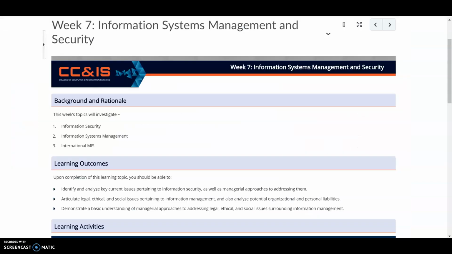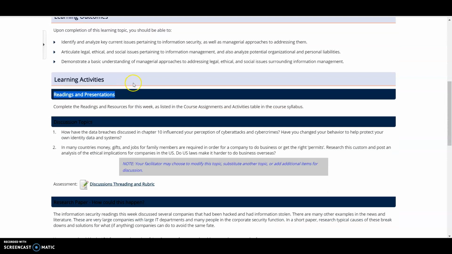Background and rationale for Week 7. This week's topics will investigate information systems, again, information systems management, and international management information systems. This week we will identify and analyze key current issues pertaining to information security, as well as managerial approaches to addressing them. Articulate legal, ethical, and social issues pertaining to information management, and also analyze potential organizational and personal liabilities.